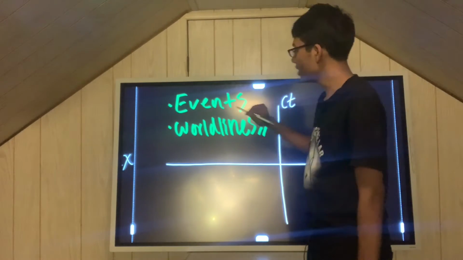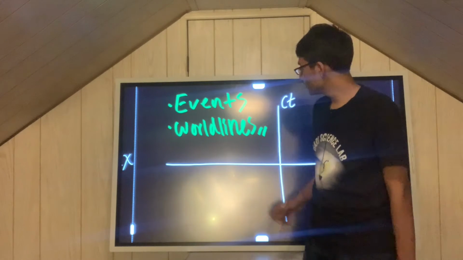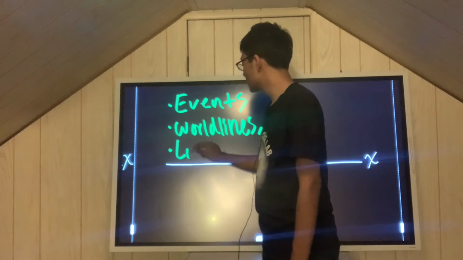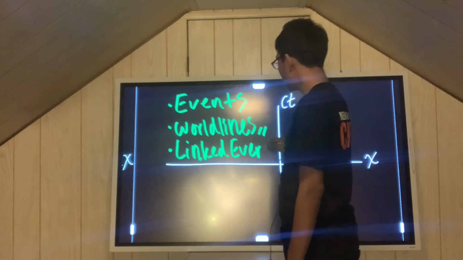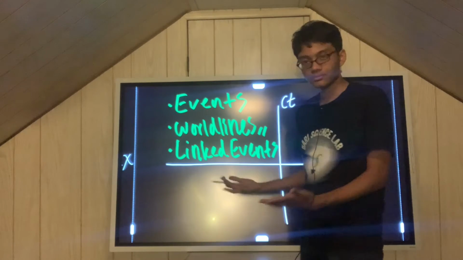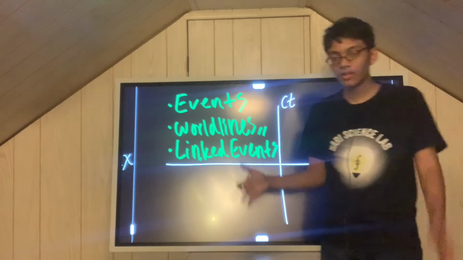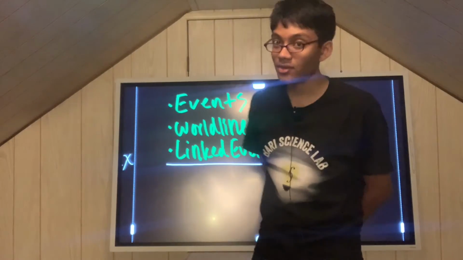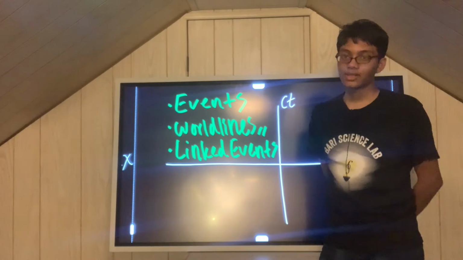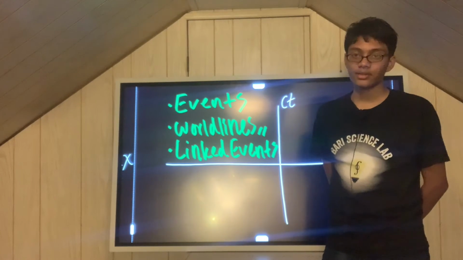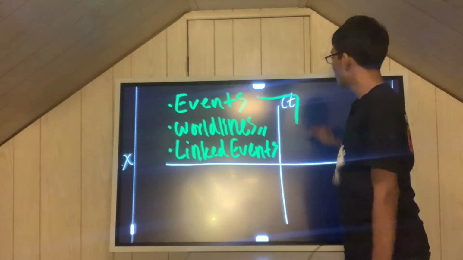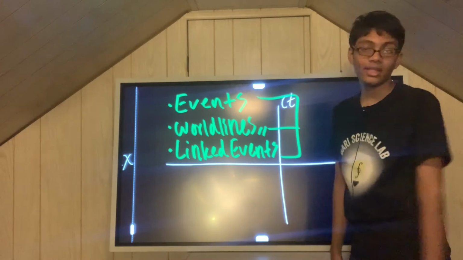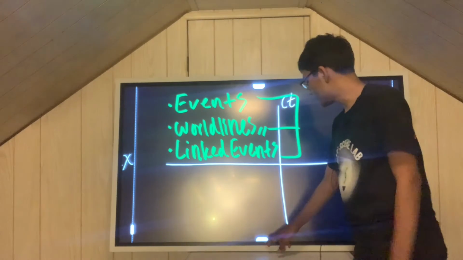So you can have events, you can have world lines. The final thing you can have are something called linked events. Now these are very nice. Linked events are a kind of phenomenon we're going to observe later on as we go into more advanced paradoxes that occur in special relativity, paradoxes such as the twin paradox and all that good stuff. But those are really the three pillars, the three things you can have in a space-time diagram.